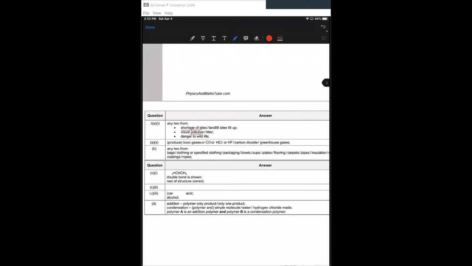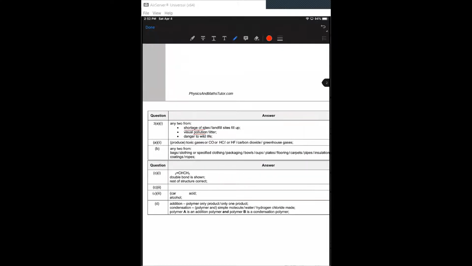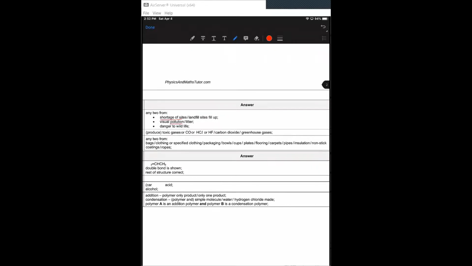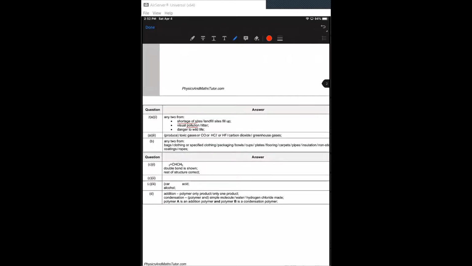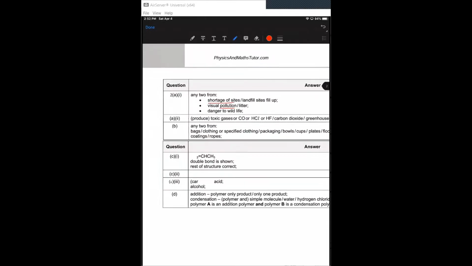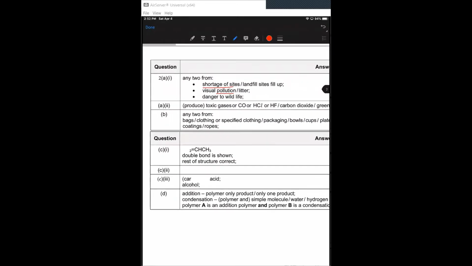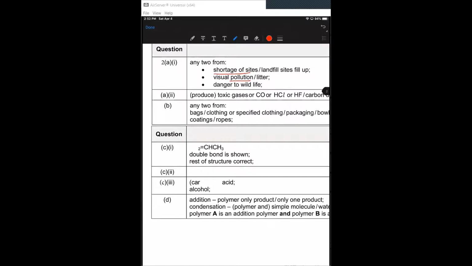Okay. Then B part, state 2 uses of synthetic polymers. So they are used to produce bags, clothing, packaging, bowls, cups, plates, flooring, carpets, pipes, insulation, non-stick coating, ropes. So many options are there. Among those, you can write any 2 to get 2 marks. To get 1 mark, you have to write 1.